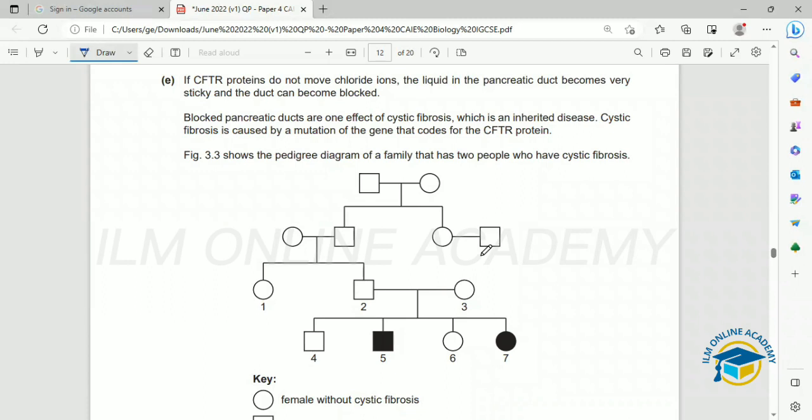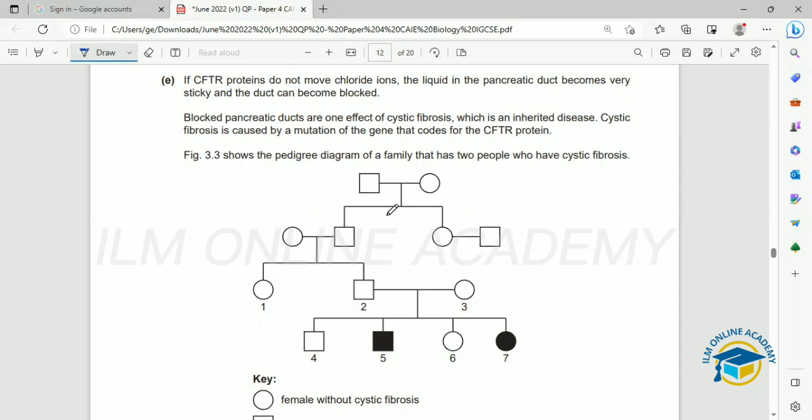Then if CFTR proteins do not move chloride ions, the liquid in the pancreatic duct becomes very sticky and the duct can become blocked. Blocked pancreatic ducts are one effect of cystic fibrosis, which is an inherited disease. Cystic fibrosis is caused by a mutation of the gene that codes for CFTR protein. It is a genetic, inherited, recessive disease, in which the recessive alleles are responsible. One of the effects is blockage, because a large amount of mucus gets secreted, and for that reason the ducts can become blocked.